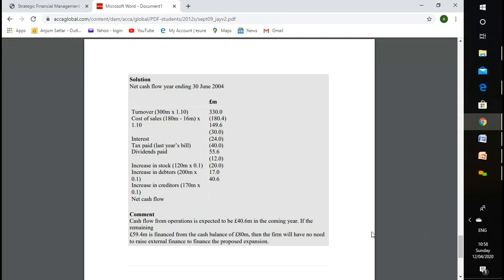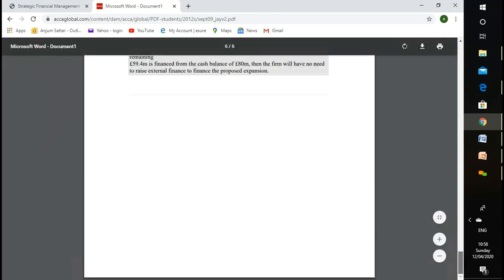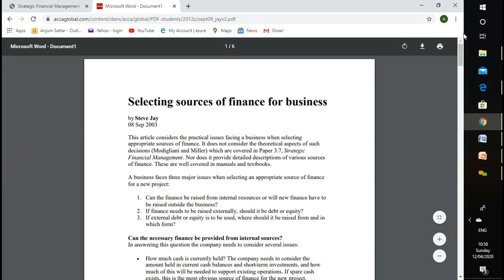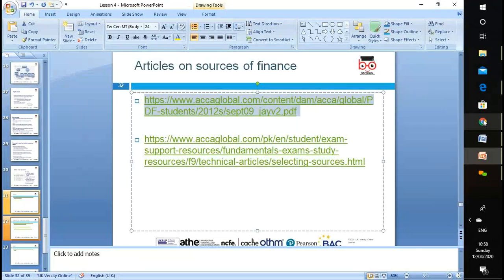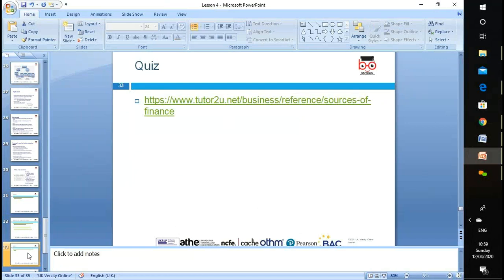So the operating cash flow will be 40 point something coming in. The remaining 59.4 million needs to be financed. The cash balance is 80 million, so the firm will have no need to raise external sources of finance. We can make a decision based on this, and we can justify it. So it's quite good to read these articles. They will help you as well, and there is one other as well. You can copy and paste this, and you can read it, please.